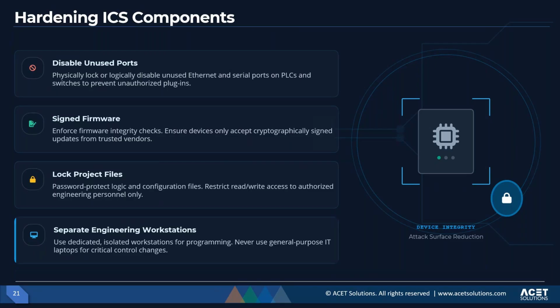and protected with application whitelisting, multi-factor authentication, and hardened OS configuration. They should never serve as dual-purpose IT/OT devices. Isolating these stations ensures that malware from the IT system cannot reach critical configuration tools, and that only trusted engineers can access the programming environment. So overall, hardening the ICS components is about eliminating unnecessary exposure, validating device integrity, protecting the engineering data, and safeguarding the systems that have the most direct control over the plant.